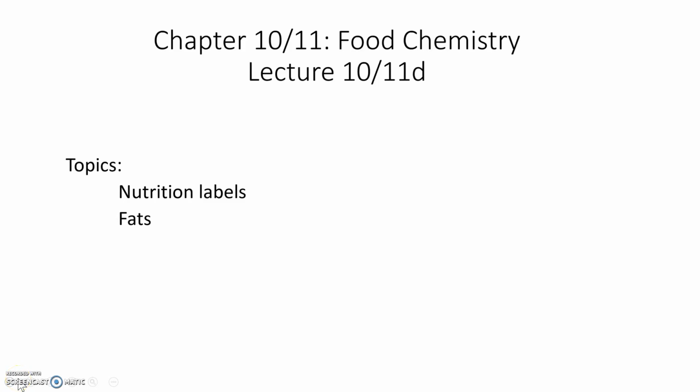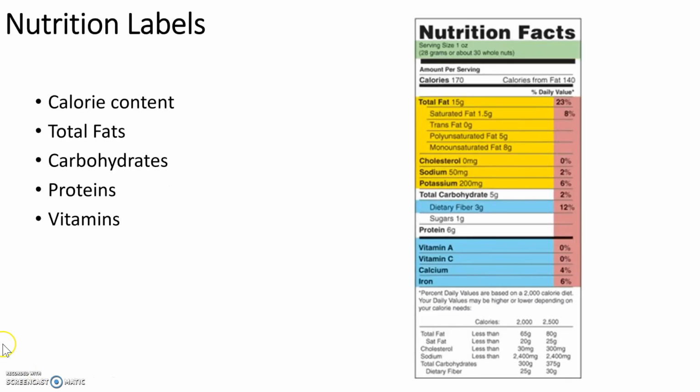Okay, in this lecture, we're going to look a little bit more into nutritional labels that we find on food and start breaking down the different components of food. In this lecture, we're specifically going to look at fats. So if we look at a nutritional label, this is something we're all familiar with. All of our foods have these labels. We have a lot of information on these labels.